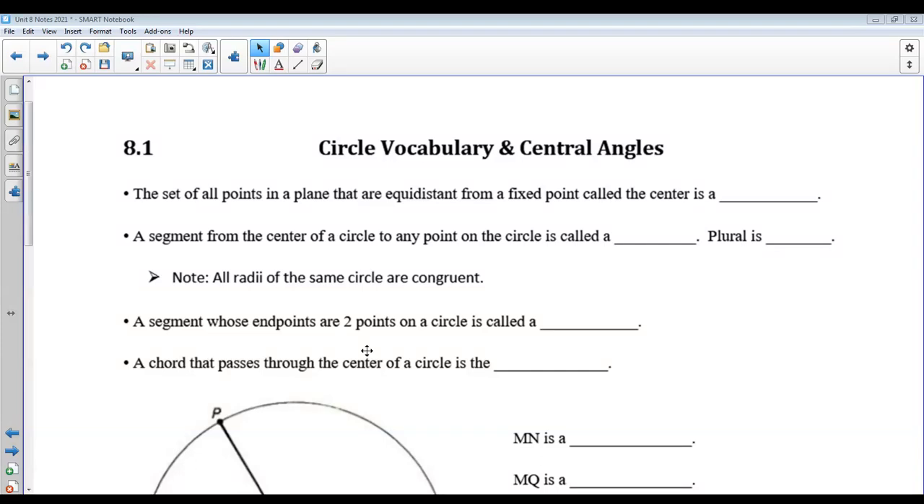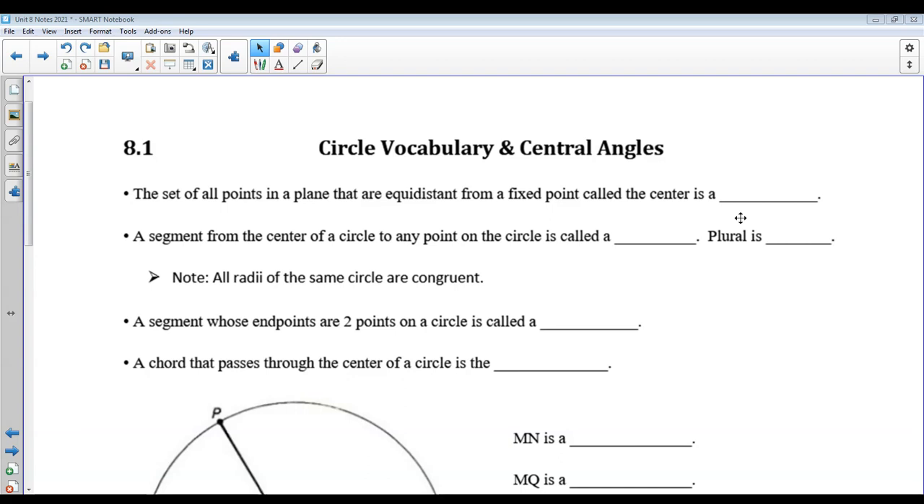All right, guys, so we're going to do a little bit of introduction to some circle vocabulary in today's lesson. So there's just some background stuff. Make sure you take these notes carefully. These are some really important vocabulary terms that we're going to need for the rest of this unit.